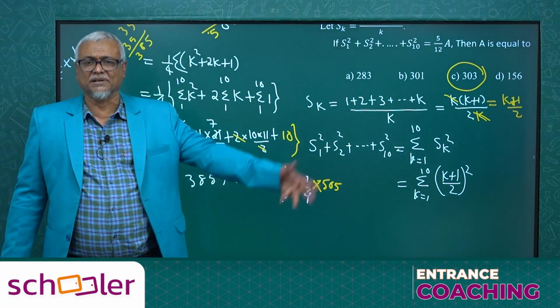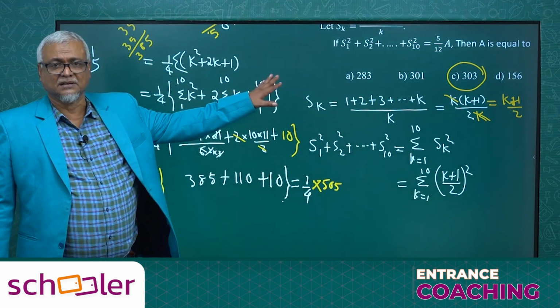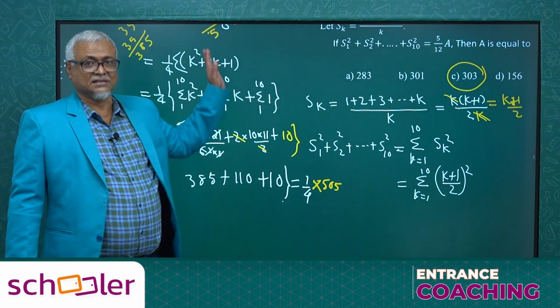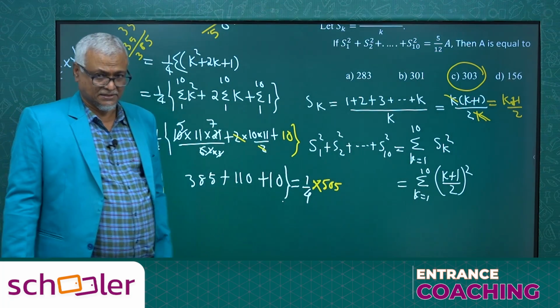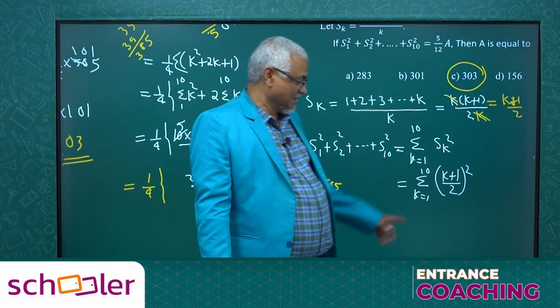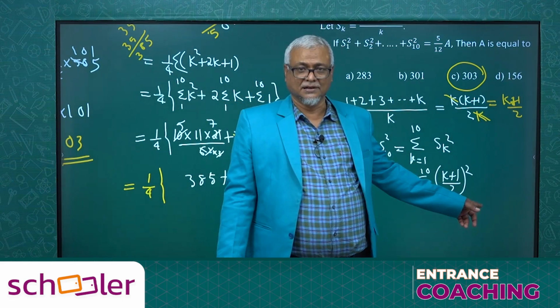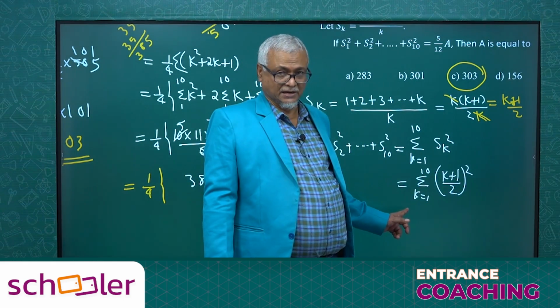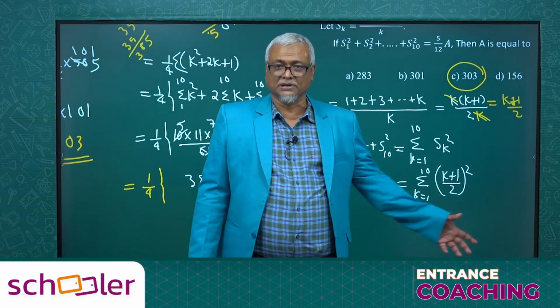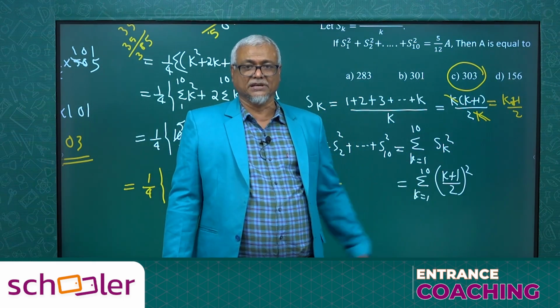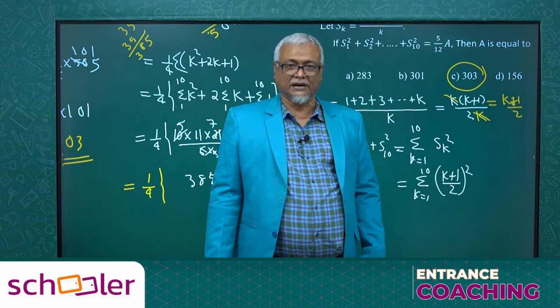We just write (a plus b) whole square, expand this, apply sigma to all the terms, write the formula and simplify. Of course, you are right, you can write like this. How? Take 1 by 4 outside. (k plus 1): put k equal to 1, you will get the first term 2 square. Put k equal to 2, the second term 3 square, etc. up to 11 square.